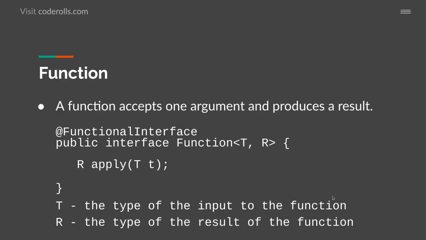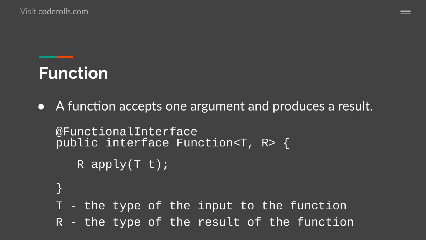Welcome back. We are seeing the predefined functional interfaces. In the previous video, we covered the predicate, and in this video we will see the function. Now, Function is a predefined functional interface that accepts one argument and produces a result.